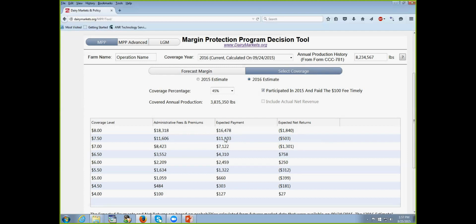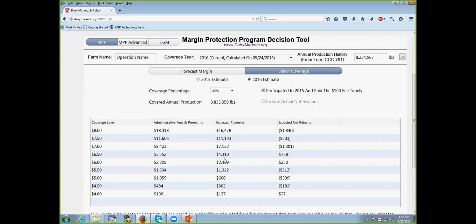So you can use this to look at, and in particular, if you're above the 4 million pounds of production history, you might want to look at the trade-off between the percentage of milk that you cover and what level you cover it at. So coverage percentage versus coverage level. So this farm can cover 650 for $3,552 with an expected payment of $43.10, which might end up being no payment at all, right?